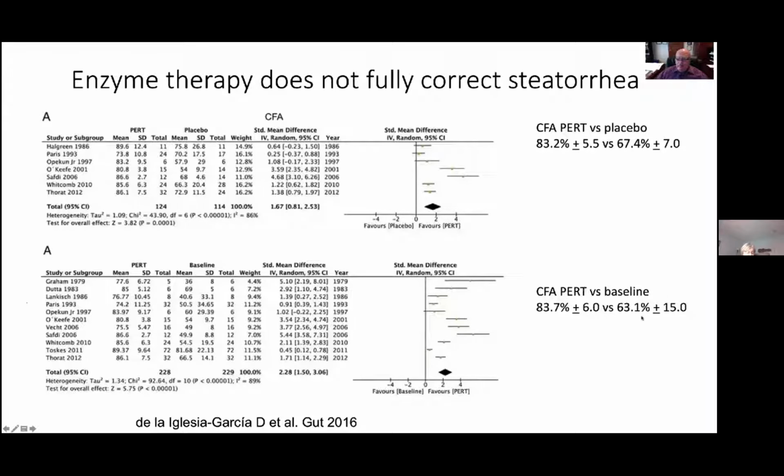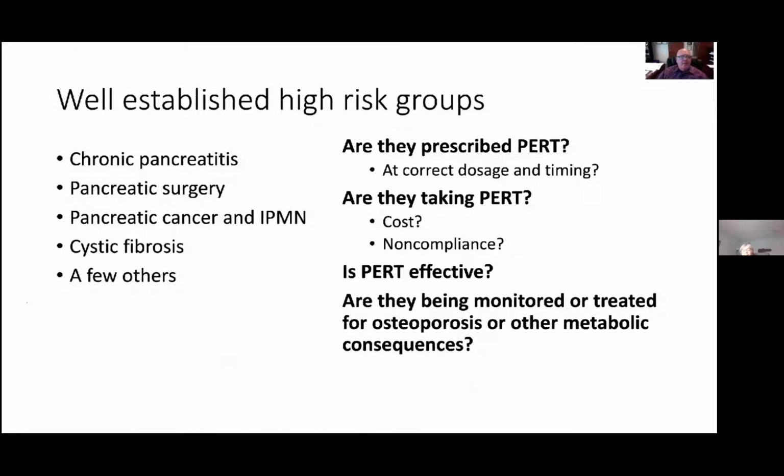And same if you look at baseline versus on PERT for individual patients. So these enzyme replacements are not as effective as normal pancreatic secretions in normalizing fat absorption. And whether that's important or not, I think depends on the individual patient and their nutritional status. So we have a group we've talked about that are at high risk. Certainly chronic pancreatitis would be a big group, although we might consider others.